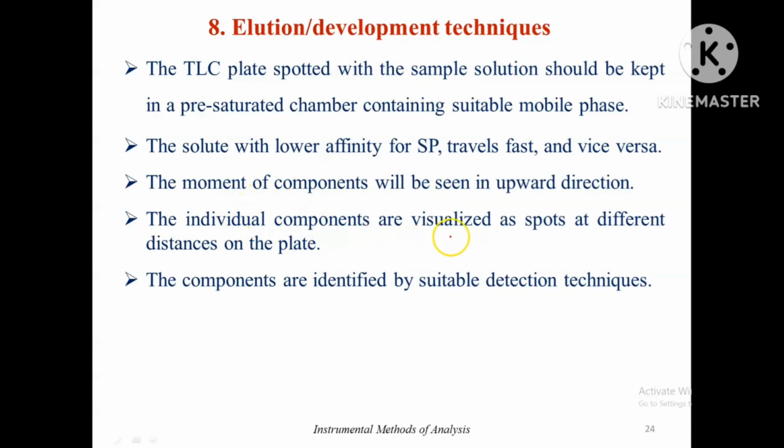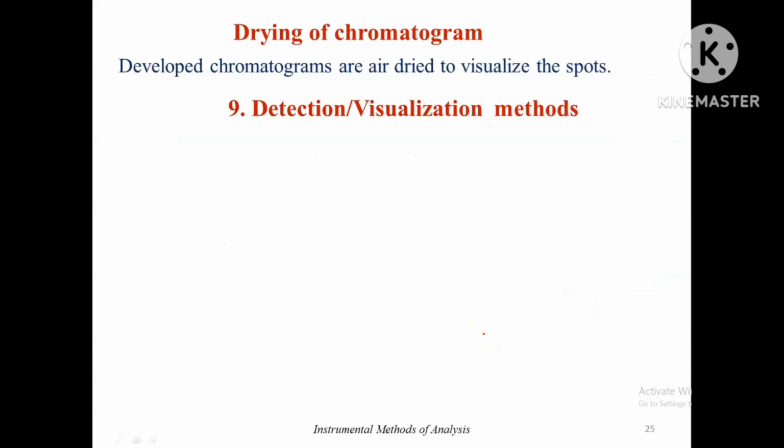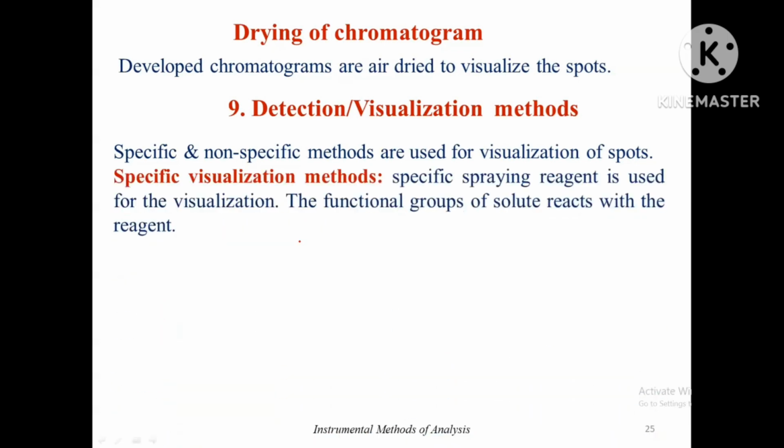The individual components are visualized as spots at different distances on the plate. And finally, the components are separated and they are identified by suitable detection techniques. So after development of the chromatogram, they should be air dried in order to visualize the spots. Visualization can be done by using specific and non-specific methods.